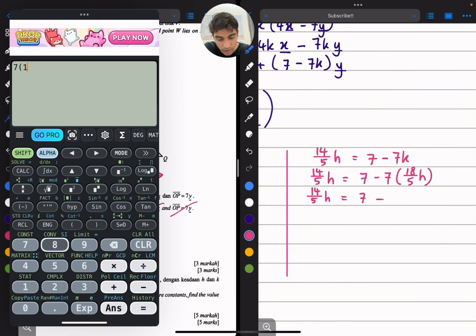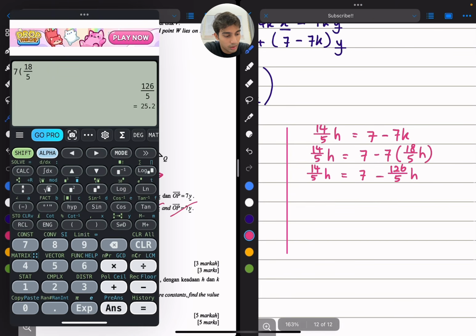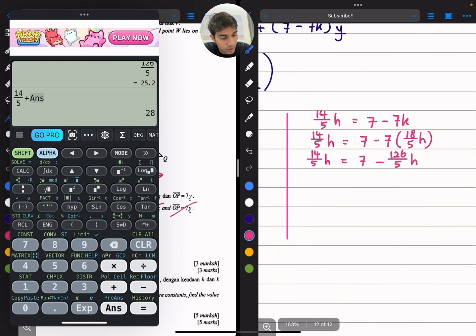Seven times 18 over 5, that is 126 over 5h. Then the h we bring together. So 14 over 5 plus 126 over 5, we get 28h is 7. Therefore h is 7 over 28, which is 1 over 4.